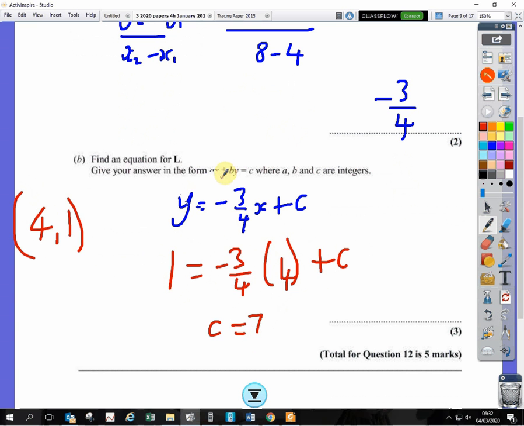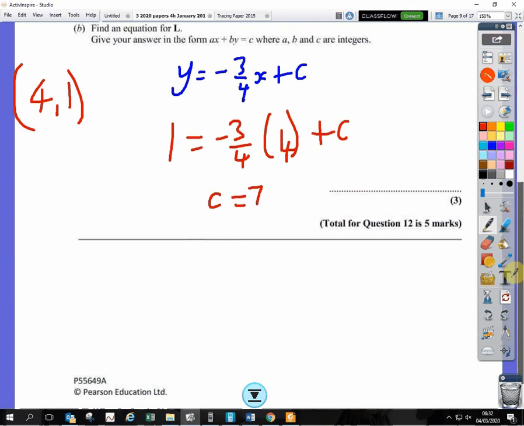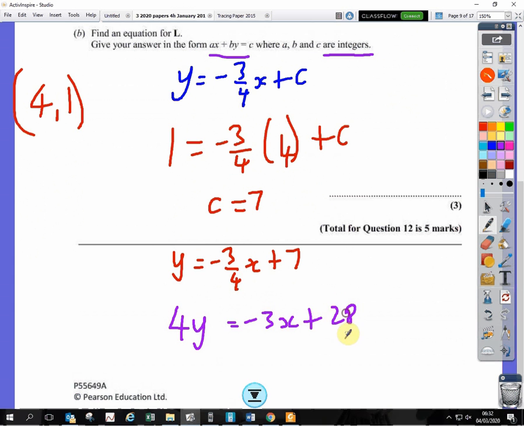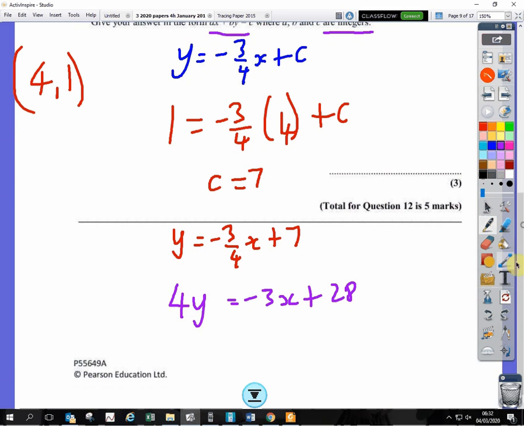Okay, and then it wants it in this form: ax plus by equals c. So far we have y equals minus 3/4 x plus 7. And to get rid of the divide by 4, so there's no fractions because we want just integers, we times everything by 4. So you get 4y equals minus 3x plus 28, and then x's and y's on one side and numbers on the other side. Okay, like that. Okay, good.